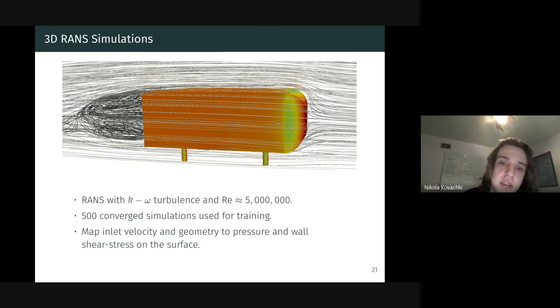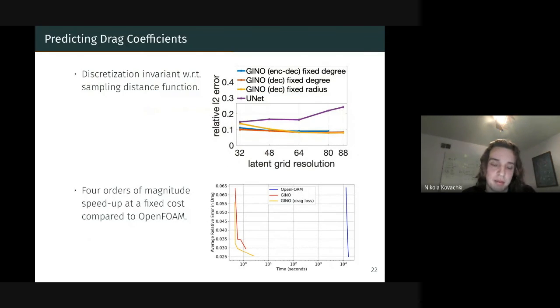Okay, so this is a parametric model, and we ran some RANS simulations to create a data set of only about 500 car pairs. Roughly, the average Reynolds number is about 5 million in this simulation. And like I said, we're mapping the geometry of the car itself and maybe the inlet velocity to the pressure and the wall shear stress on the surface of a car, because from that we can compute drag coefficients. And so here's two graphs. I'm not giving details about the architecture, but it's the kind of architecture that I showed you before.